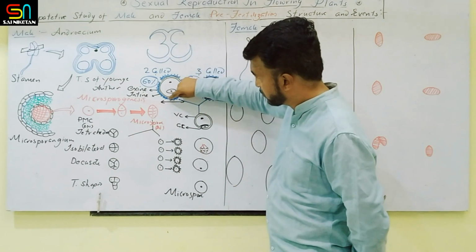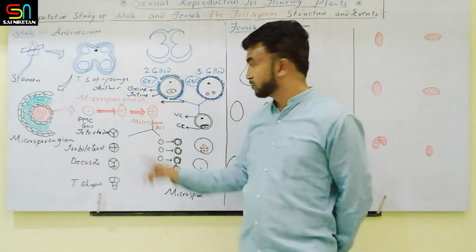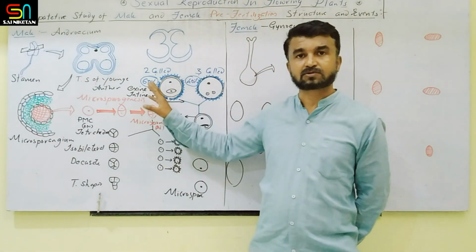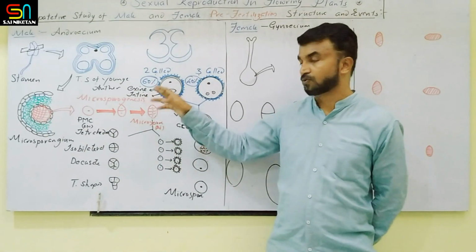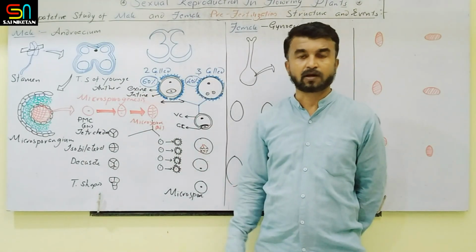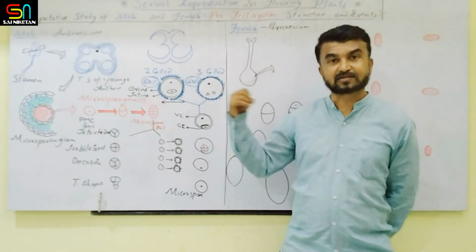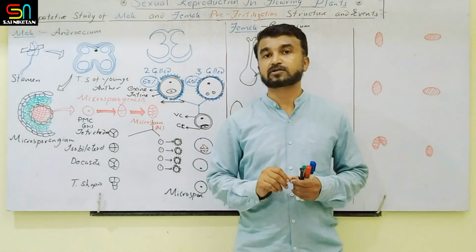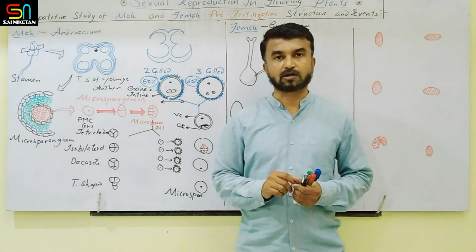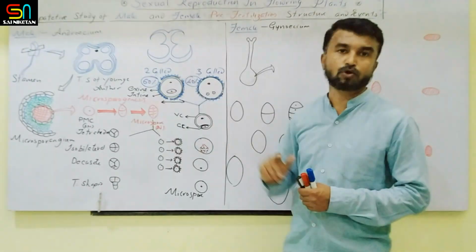These are called the germ pores. Clear? Due to the presence of sporopollenin, the pollen grain can be easily preserved in nature. Clear? So that's why the exine or the sporopollenin is resistant to biological degradation and chemical degradation also. So this is about the pollen grain.